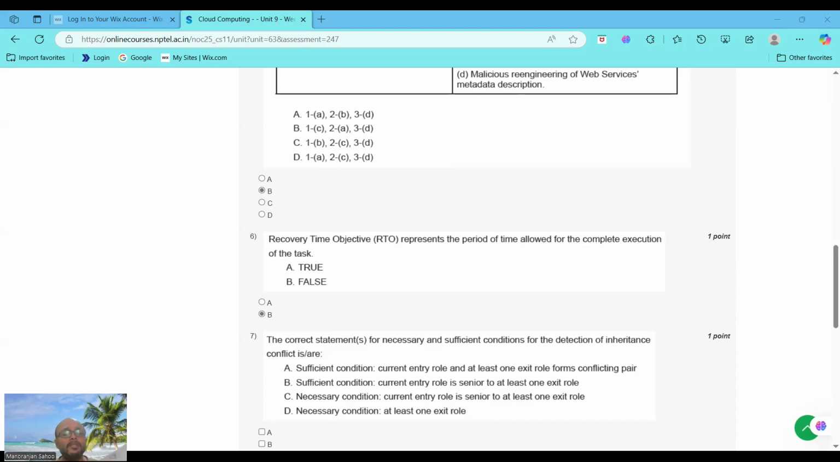So recovery time objective is the maximum acceptable time to restore a system or service after failure. The statement wrongly describes RTO as execution time. So for question 6, option B would be the false statement. Moving to question number 7.